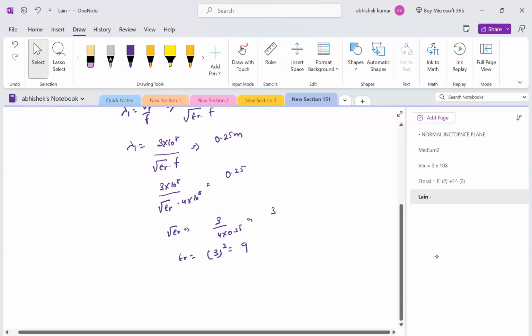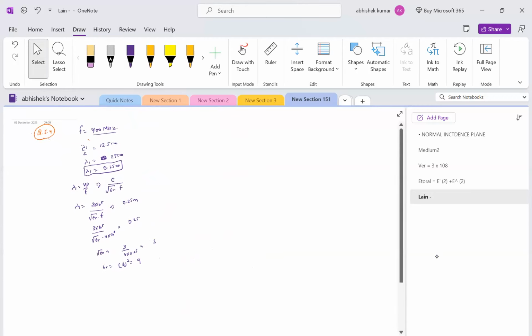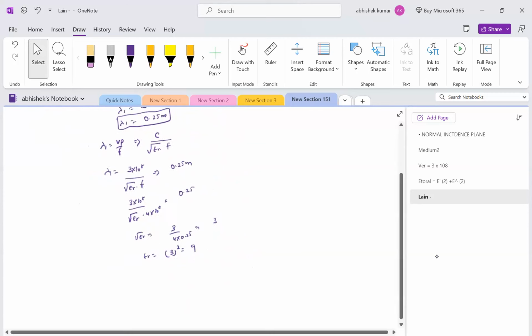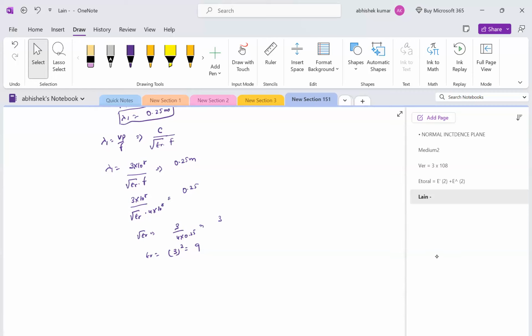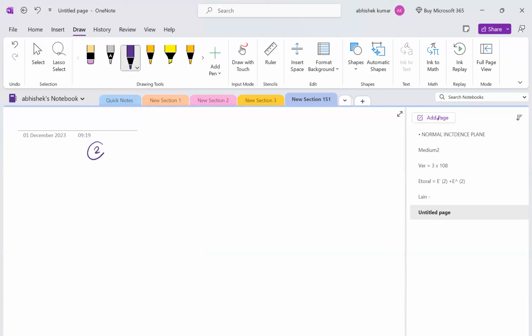Okay, got it? Now determine the following: relative permittivity, we got it, right? Question number 1, we got it. Question number 2 for this one.